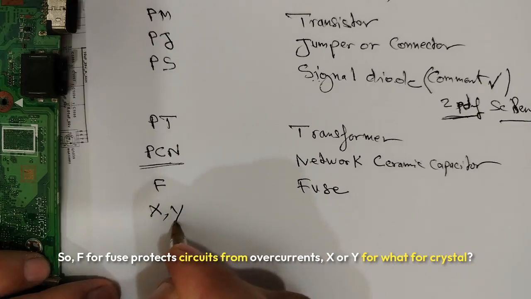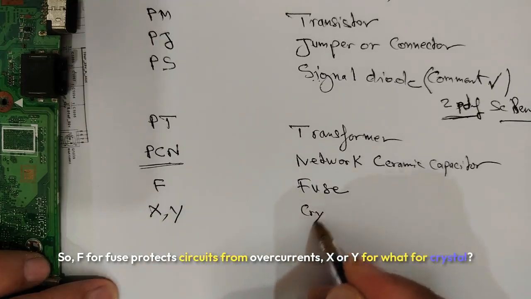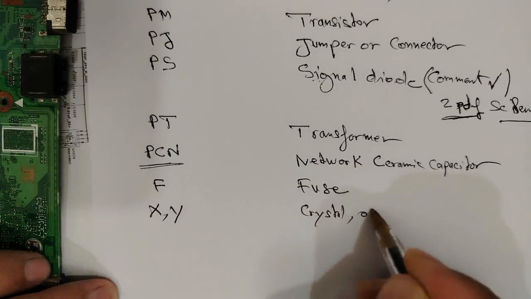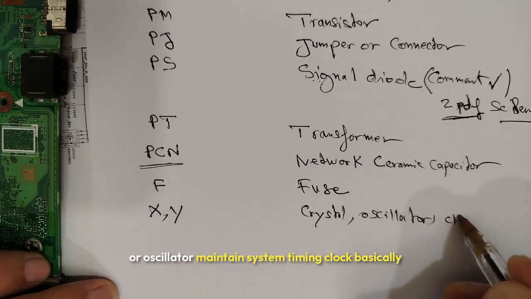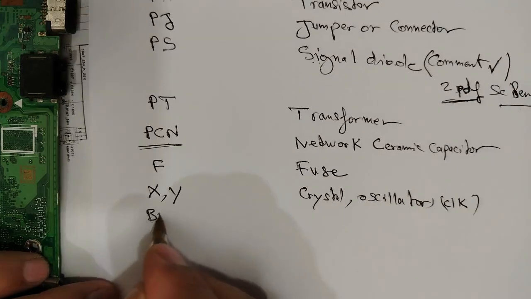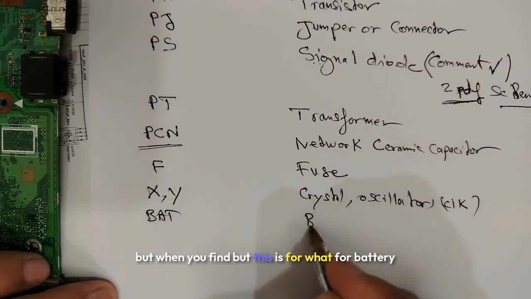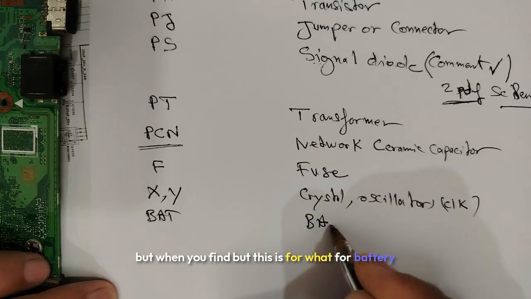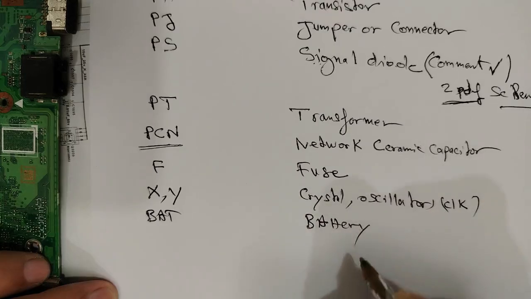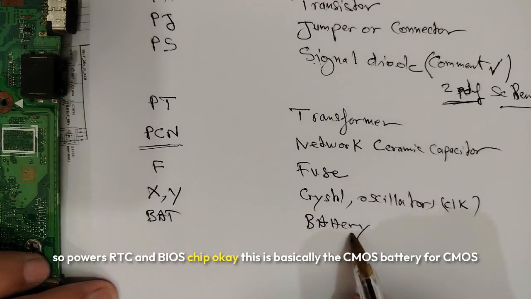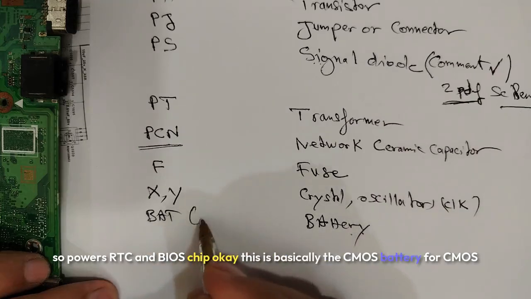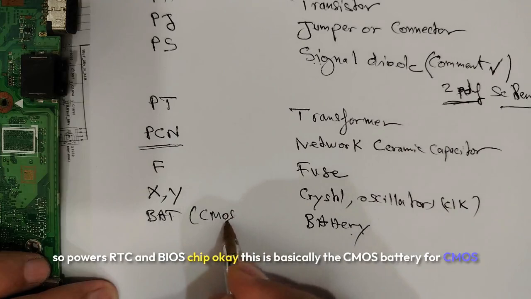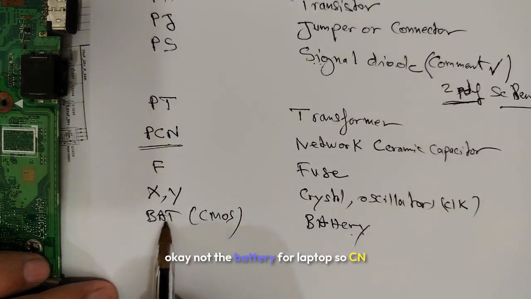X or Y for what? For crystal or oscillator. It maintains system timing, the clock basically. But when you find BAT, this is for what? For battery. So it powers the RTC and BIOS chip. Okay, this is basically the CMOS battery, not the battery for the laptop.